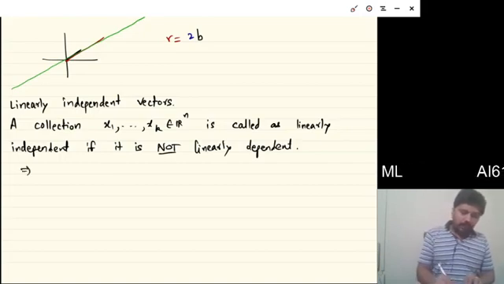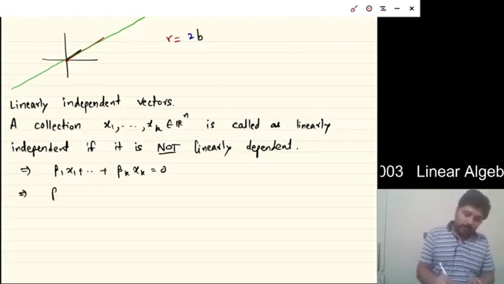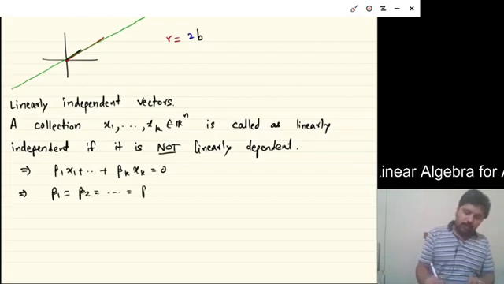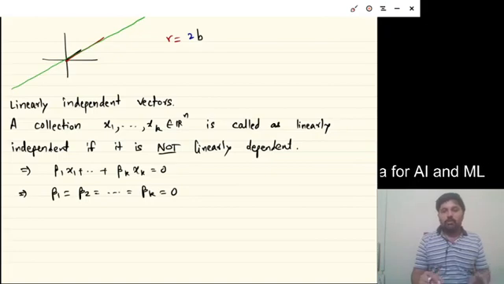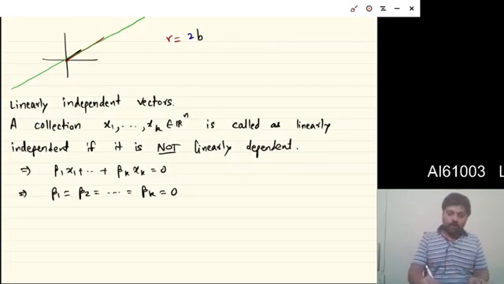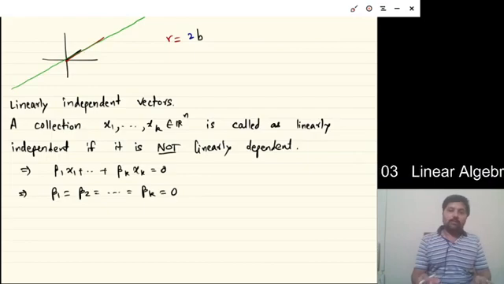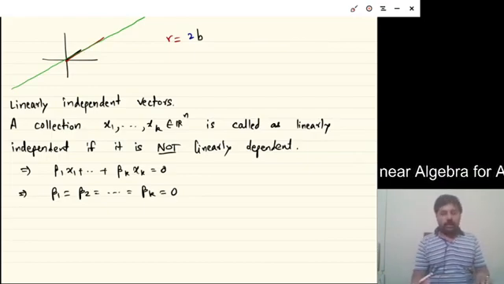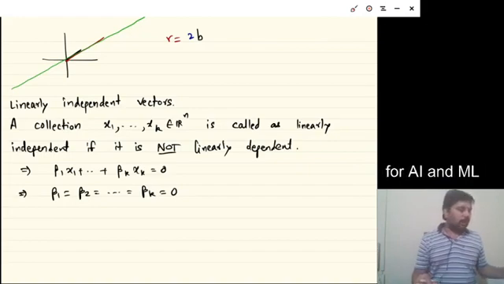We mean that if beta 1 x1 plus up to beta k xk is equal to 0, then what is the choice for the values of beta 1 up to beta k? Then beta 1 has to be equal to 0, and so on up to beta k. All these k scalars have to be equal to 0, because even if one of them is not equal to 0, you are saying that there exists a non-trivial linear combination of these vectors x1, x2, up to xk which is equal to 0. That is not possible because the vectors are not linearly dependent. So the only choice left for the scalars is 0. Then you call this collection linearly independent, which is the same as saying that if it is not linearly dependent, then it is linearly independent.